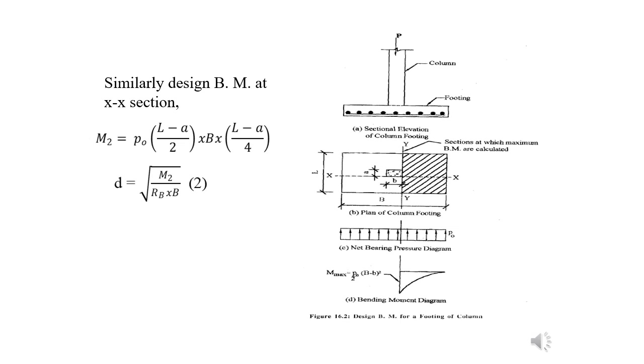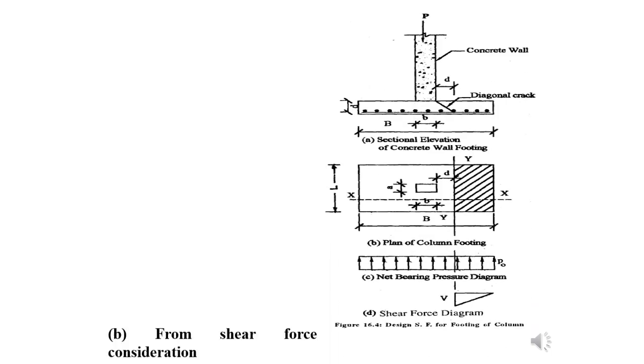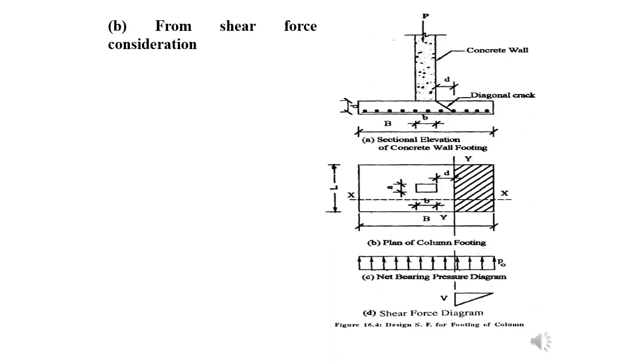In the study slides, we saw that the resisting bending moment should be greater than the calculated bending moment, then the design will remain safe. So for the effective depth values, M1 we have calculated, M2 also we have calculated. The larger of the two values we have to consider as the thickness of the footing based on the bending moment considerations. Now we shall go for shear force consideration.